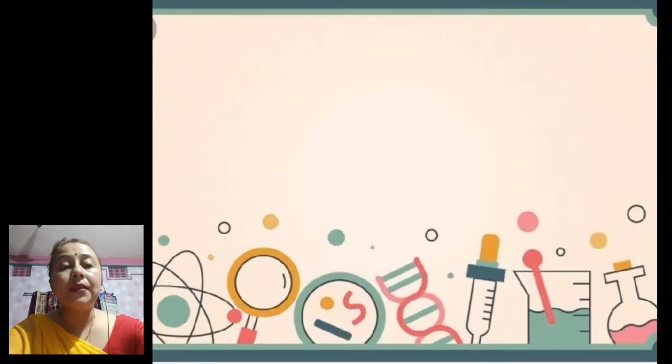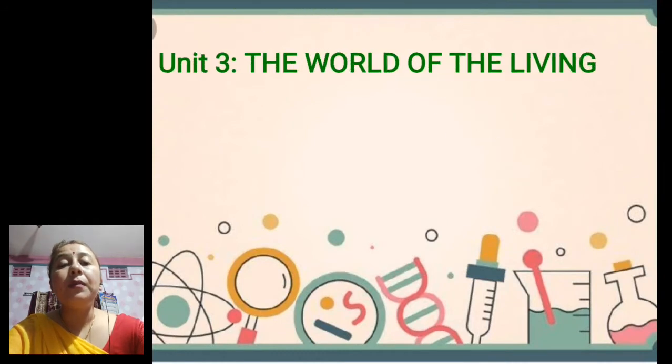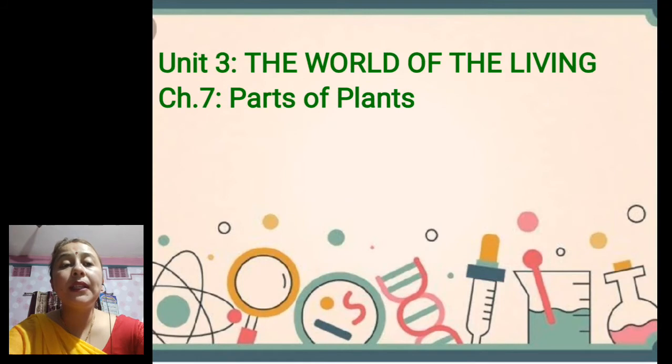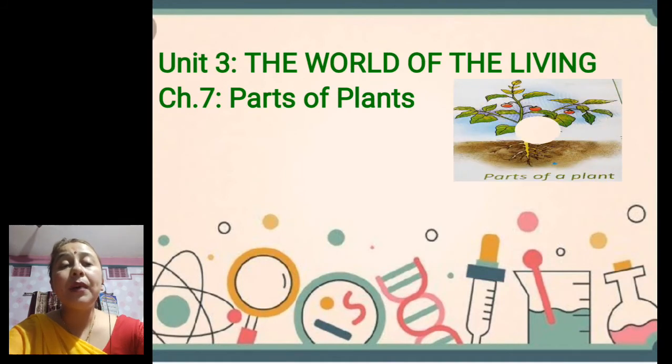So the next chapter is from unit 3 only, the world of the living, and that is a very interesting part, the parts of the plant. So children, you all know that we see plants all around us every day. Yes, we see different types of plants. Some plants are very big, tall, strong, some plants are weak, and some plants are bushy in nature. So in chapter 7 we will learn about different parts of the plant.